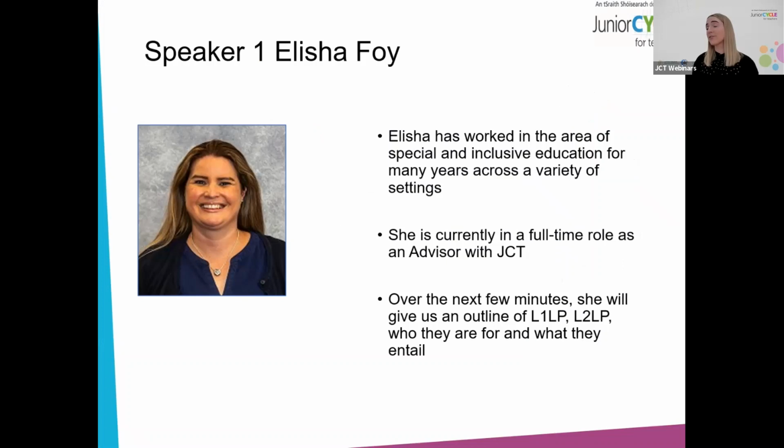Next up, we're going to hear from Alicia, and Alicia has worked in the area of special and inclusive education across a variety of settings for the past number of years, mainstream schools with special classes, special schools. She had a role in the NCSE previously and in a lecturing capacity. So we're very lucky to have Alicia's expertise with us this evening, and she currently is in a full-time role in the JCT on the Level 1, Level 2 learning programmes team.